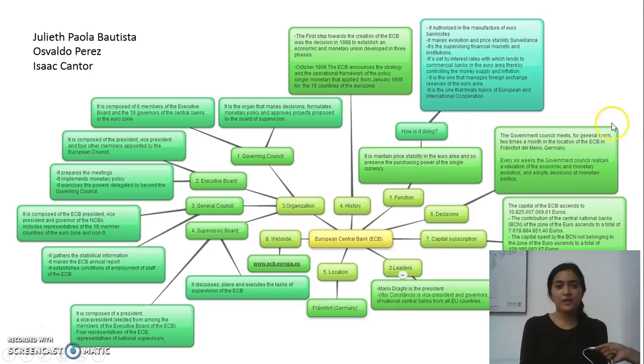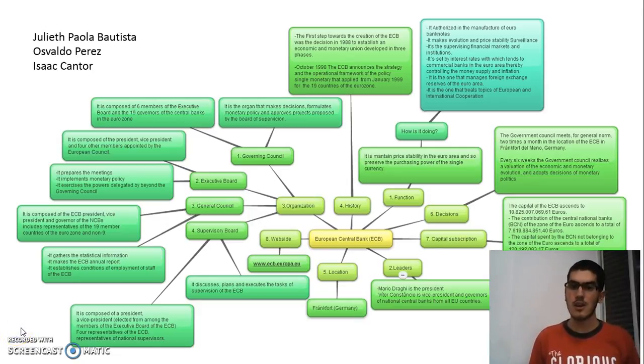The leaders of the European Central Bank are Mario Draghi, the president, and Victor Constancio, the vice president, and the governors of the national central banks from all EU countries.